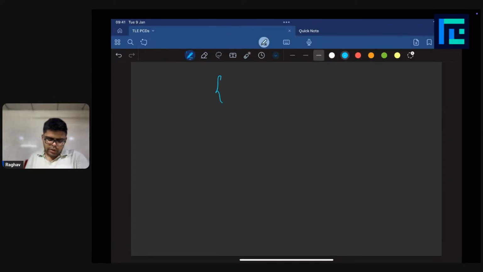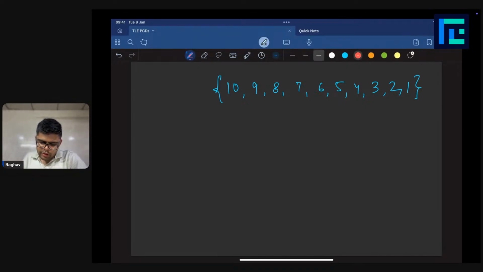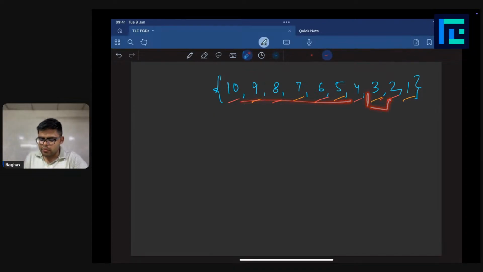Next, the last test case: 10 9 8 7 6 5 4 3 2 1. Here the elements at even indices are marked with red, others are marked with orange. You would like to bring the smallest of the red at the front, so two should come at the front. Now, obviously, if I show you the dry run by applying the operations here, it will take too much time, but I hope you got the idea.